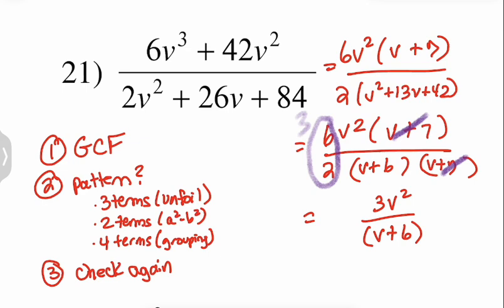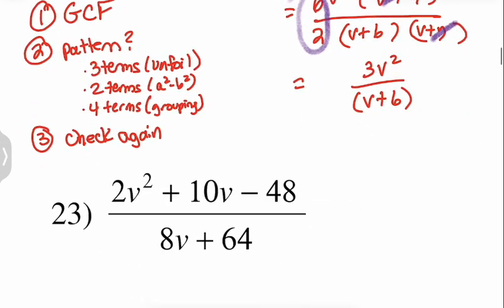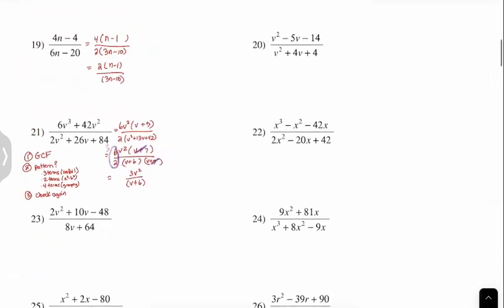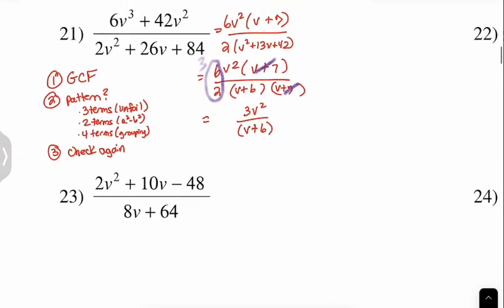Okay, so that's 21. How many more we got in the odd column here? 2 more to go.